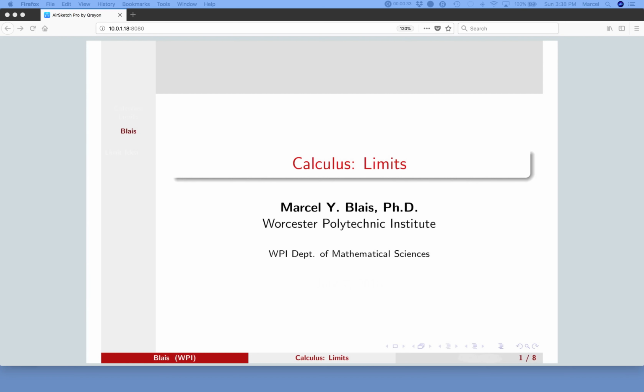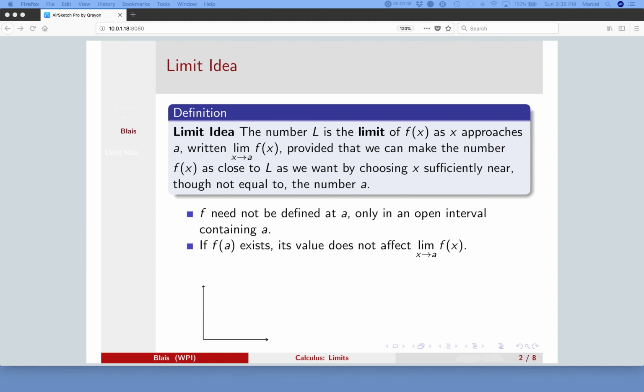Limits are what make calculus different than the type of math like algebra or geometry that you've learned in high school. The real key idea behind calculus is always somehow related to the idea of limit.